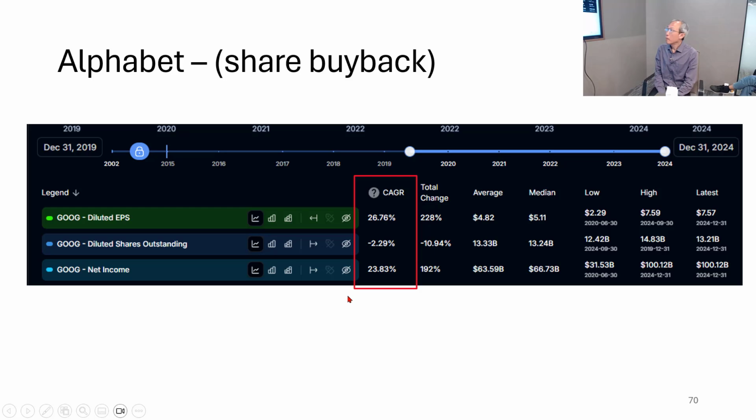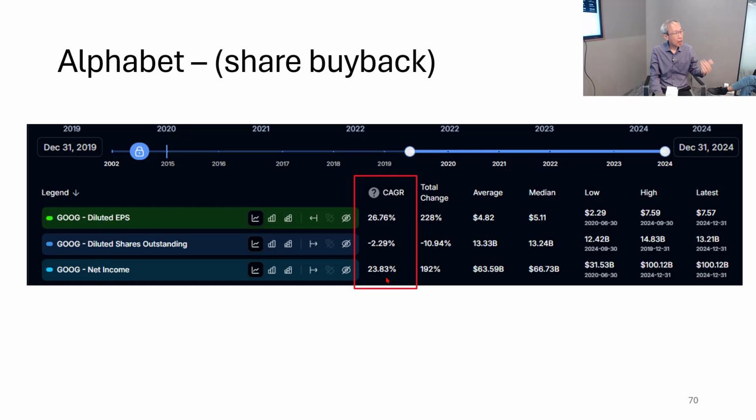How about Alphabet? Alphabet buys back shares. You can see the shares outstanding is decreasing about negative 2.3% a year for 5 years. Negative means the total number of shares in the market is decreasing, so it's buying shares. When you buy shares, the increase in earnings per share is more than the net income. So buying shares has the effect of increasing EPS.